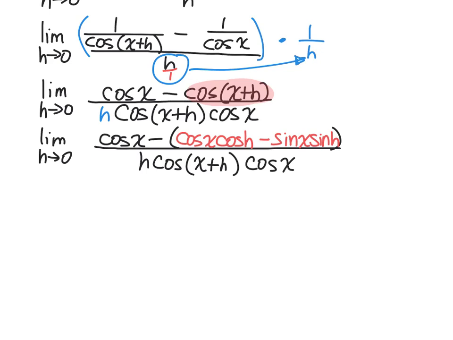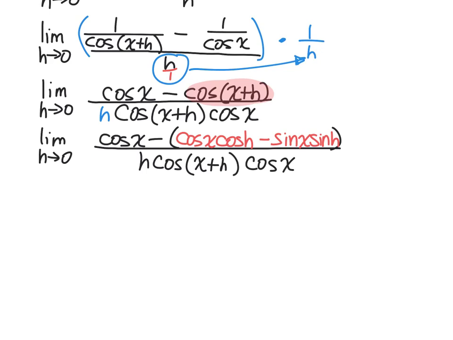Because when I apply the limit, that h is going to go to 0, making this undefined or indeterminate. All right? If I can get that h to go away, then I'll know that I'm ready to apply the limit. So leave the bottom alone, expand and simplify the top in the hopes that we can cancel the h on the bottom.